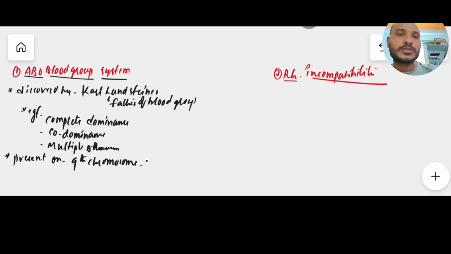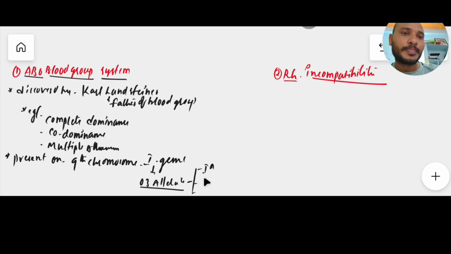On the ninth chromosome we have one gene. The gene is called the I gene. This gene has three alleles. Generally every gene has two alternative forms, called alleles, but this I gene has three alleles. Hence this concept is called multiple allelism. We will discuss it in detail in genetics topics. Those three alleles are IA, IB, IO.